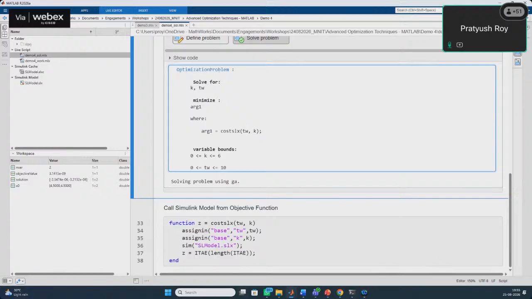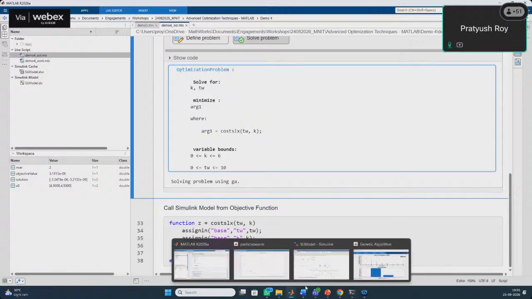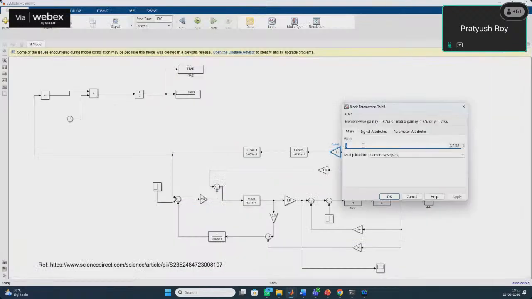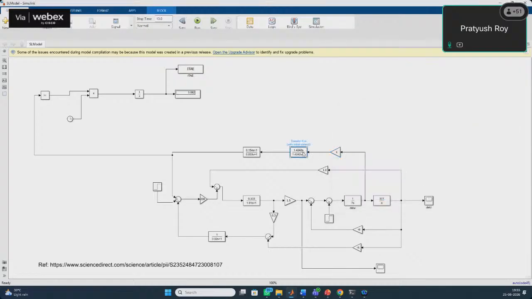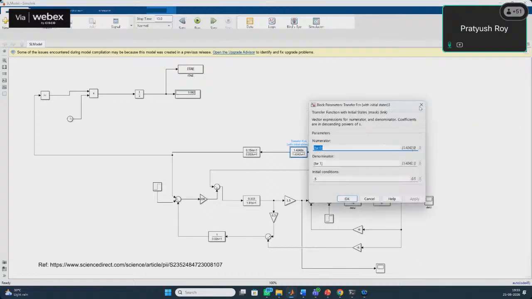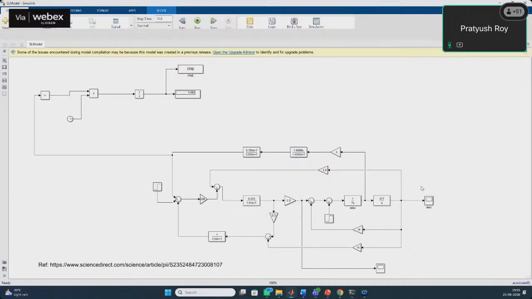The values of K, yeah, it will apply. For example, if you notice here, in the Simulink model, the optimized value of K was applied directly here, right? This is not what we started out with. Similarly, the TW value 1.4242 is not what we started out with. So it will optimize and apply the same values in this particular model itself after optimization.